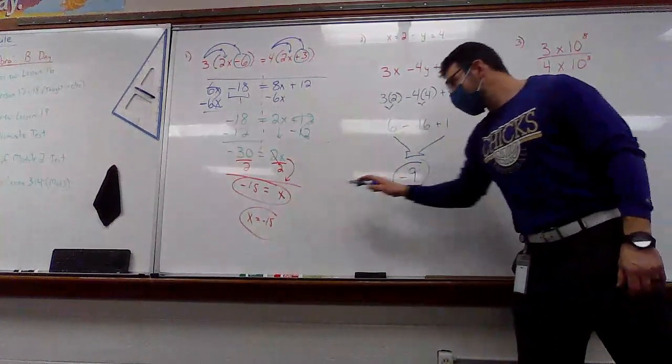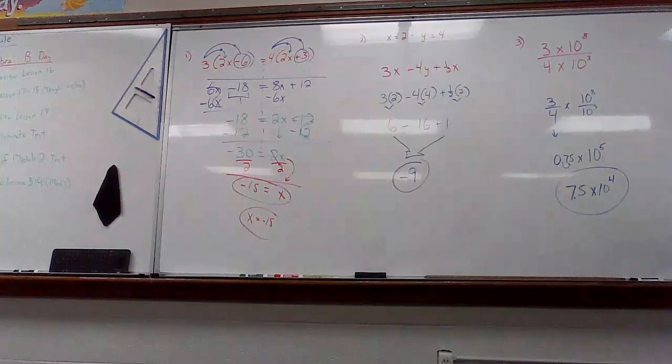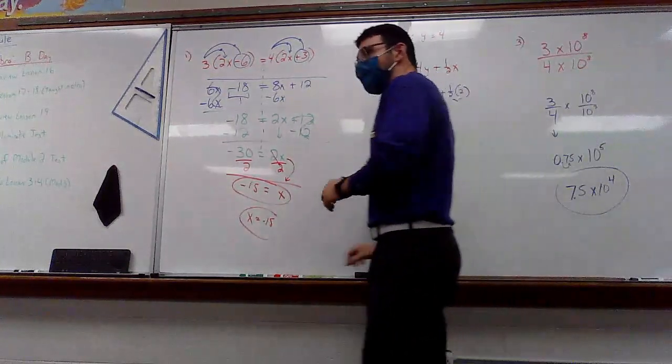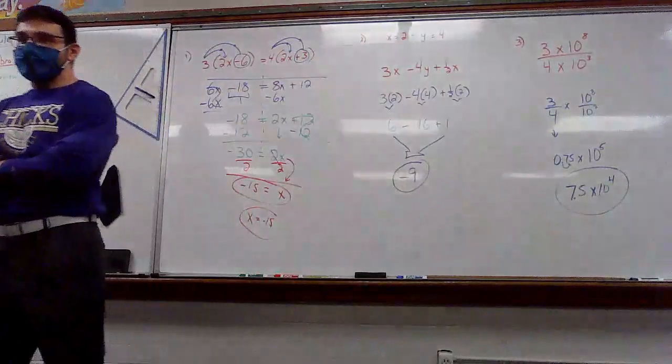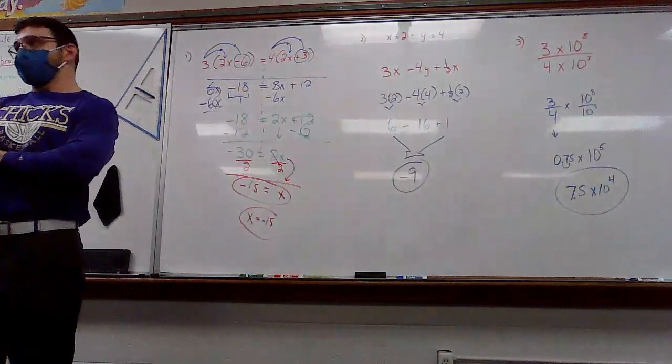So if you have these circled answers at the top of your page, you're putting either a 0 out of 3, a 1 out of 3, a 2 out of 3, or a 3 out of 3. Make sure your name's on the paper, and I will collect them.